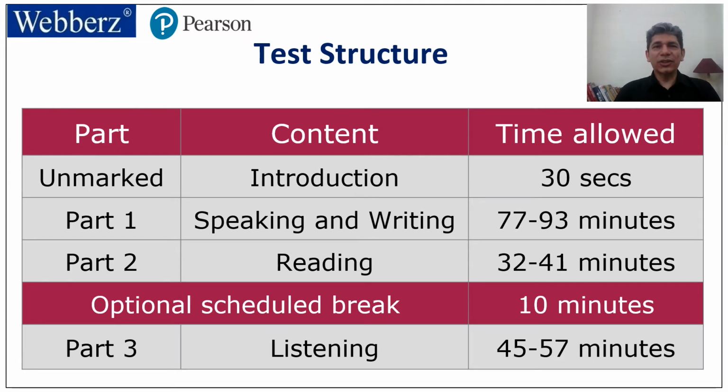Let's talk about the test structure first. PTE Academic has got three distinct parts. Part 1, Speaking and Writing, which is for 77 to 93 minutes. Part 2, Reading, 32 to 41 minutes. And Part 3, Listening, 45 to 57 minutes. Before Part 1 begins, there's an unmarked section called Introduction for about 30 seconds. And between Part 2 and Part 3, there's an optional scheduled break for 10 minutes.